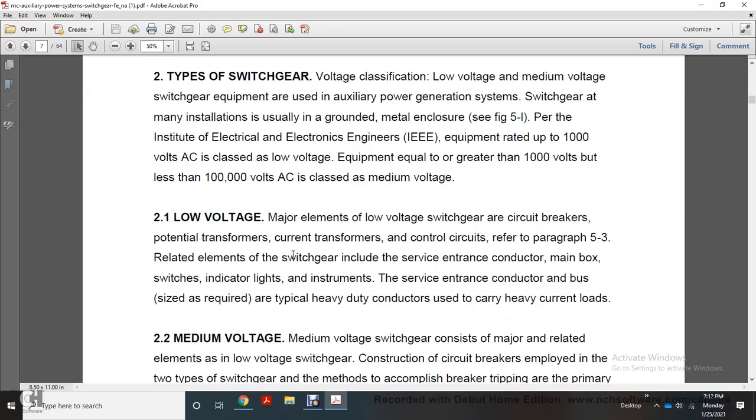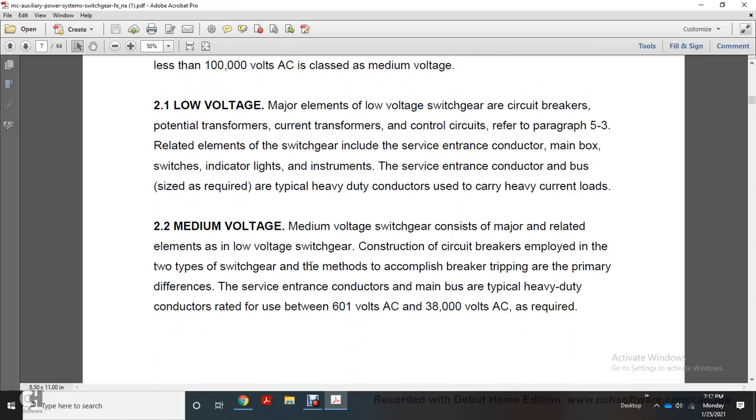Low voltage. Major elements are low voltage switchgear, circuit breakers, the potential transformer, current transformer, and control circuit. Refer to paragraph 5.3. Related elements of switchgear include surface entrance conductors, main bus, switches, indicator lights, and instruments. Surface entrance conductors and bus are sized as required. Typical heavy-duty conductors carry heavy current loads.